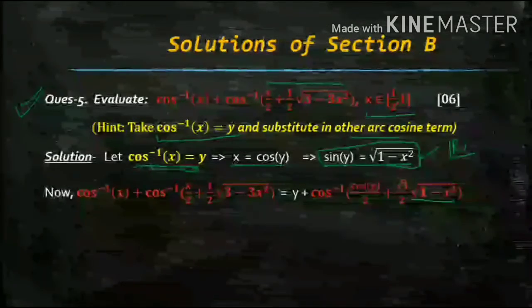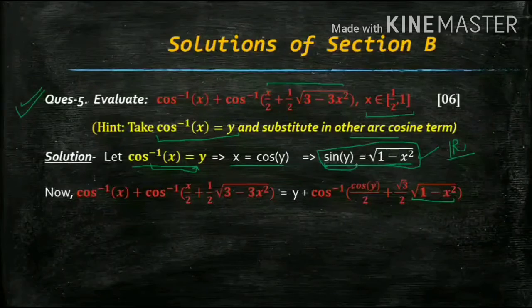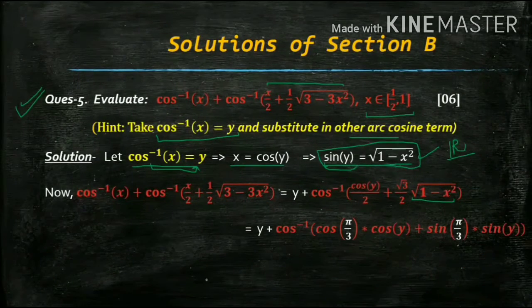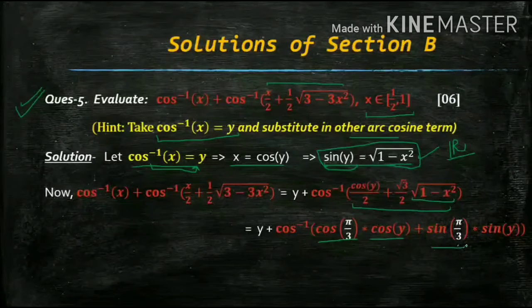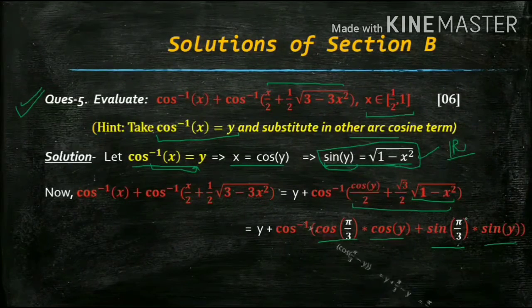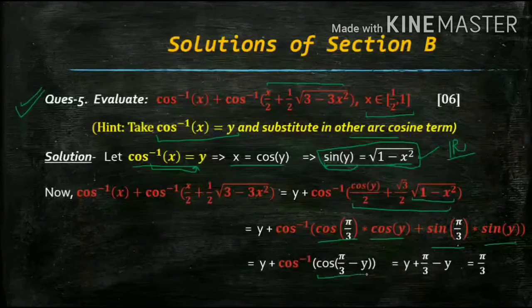Now here I'll substitute this value, sine of y, to ease my task. So y would be the same, y plus cos inverse of, now I have to convert this inside term in cos, so I am using the formula. Half can be written as cos pi by 3 or cos 60, into cos y, plus root 3 by 2, which is sine pi by 3 or sine 60, into sine y. Now why have I done this? Because this is nothing but cos of a minus b, or pi by 3 minus y. Cos a minus b is nothing but cos a cos b plus sin a sin b. That is what I have done.